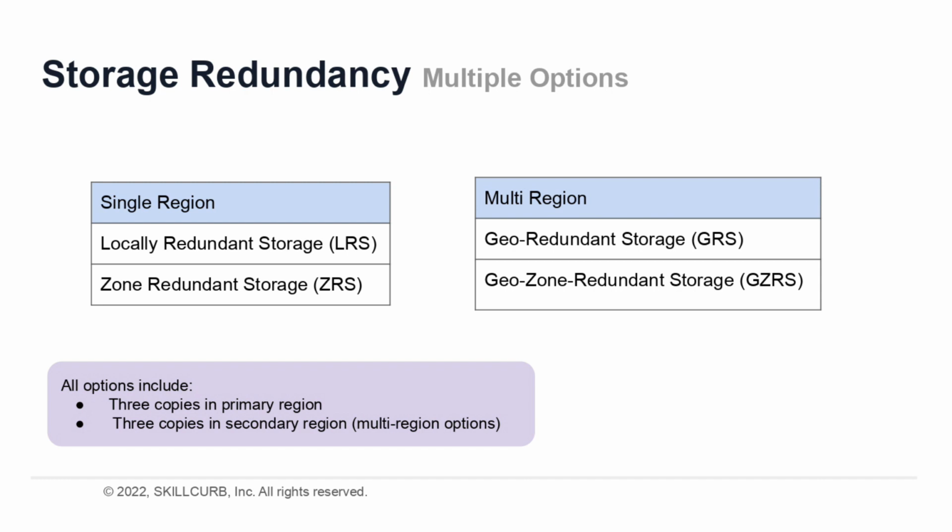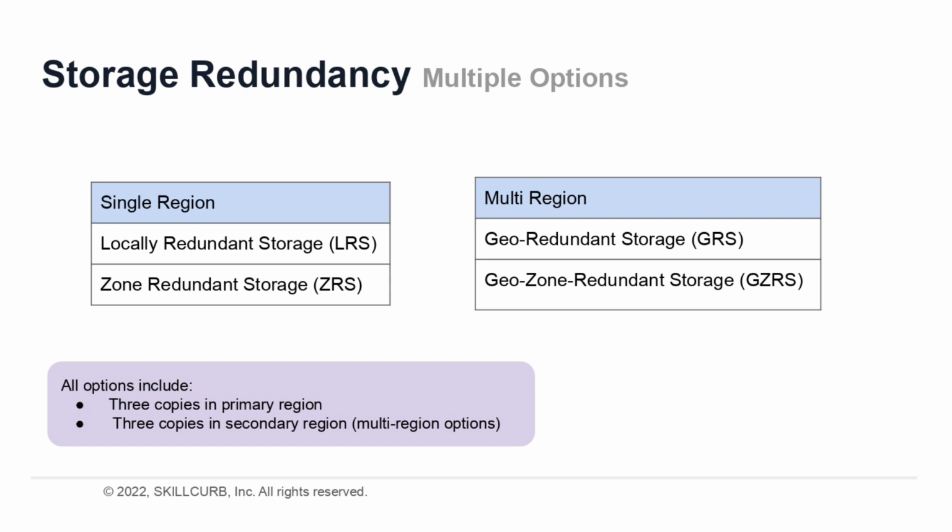These redundancy options are roughly broken up into 2 main categories in which you have redundancy options in a single region and redundancy options within multiple regions, specifically 2 paired regions. Within our single region category, we have locally redundant storage or LRS, zone redundant storage or ZRS, and within the multi-region category, we have geo-redundant storage, GRS, and Geo-Zone redundant storage or GZRS for short.